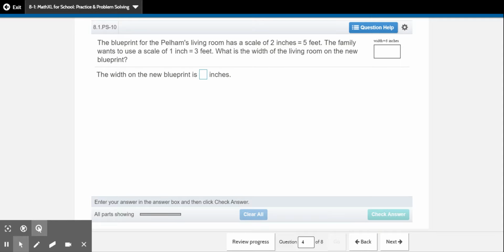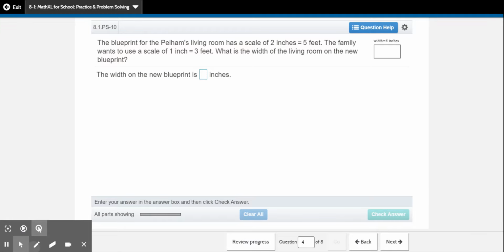So this question is kind of tricky. And again, you have a few like these. They have their first blueprint, and then they're like, forget about this blueprint. We want a different scale. So you need 2 steps in order to get there.